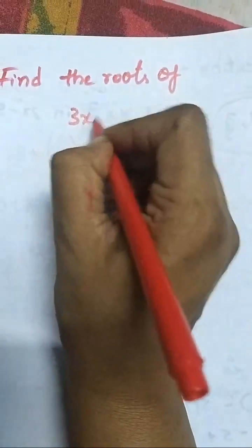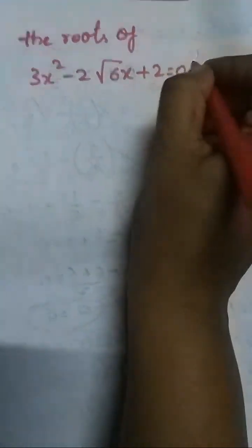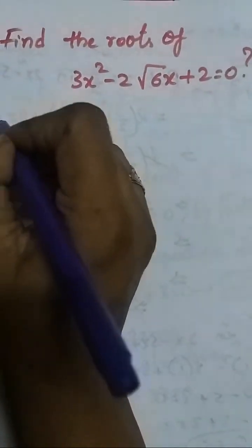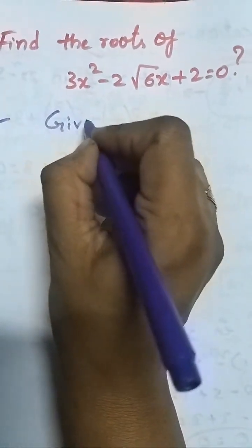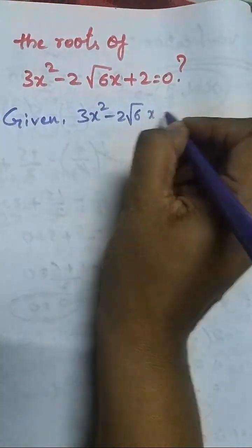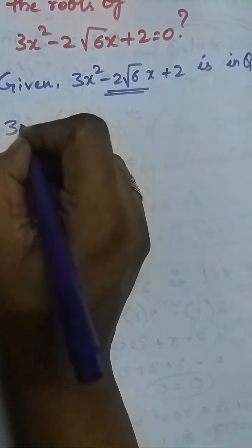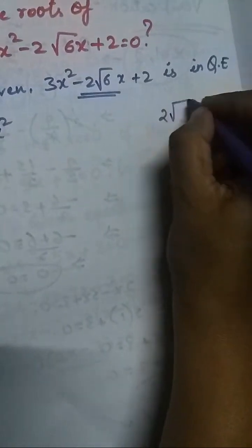Find the roots of 3x square minus 2 root 6 x plus 2 equal to 0. Okay, here the solution: the given equation is in the quadratic equation form. So we have to split this middle term.